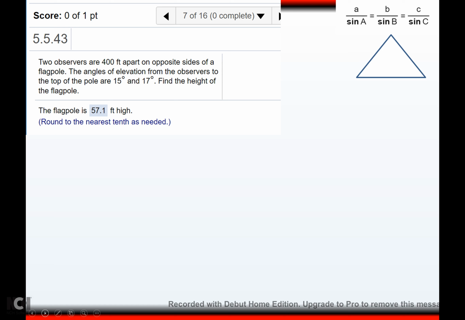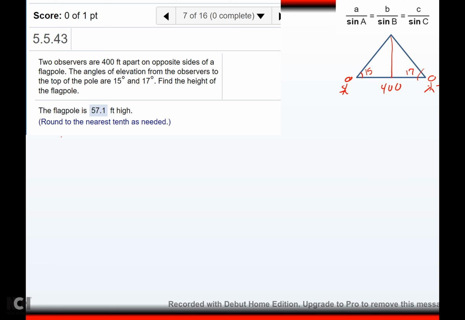Okay. Next one is pretty much exactly the same setup. Okay, we've got two observers 400 feet apart on opposite sides of a flagpole, so this flagpole's in the middle. The angles of elevation from the observers to the top of the pole are 15 and 17. You find the height of the flagpole, so it's really just like the last one.